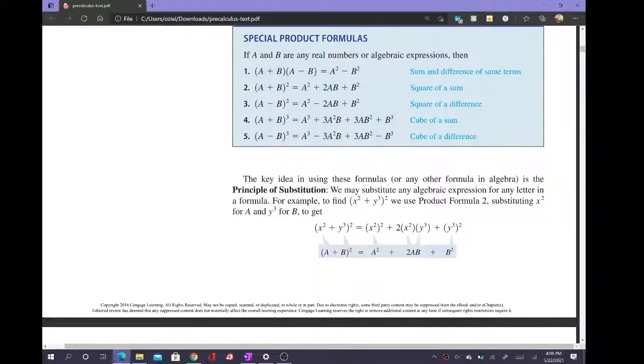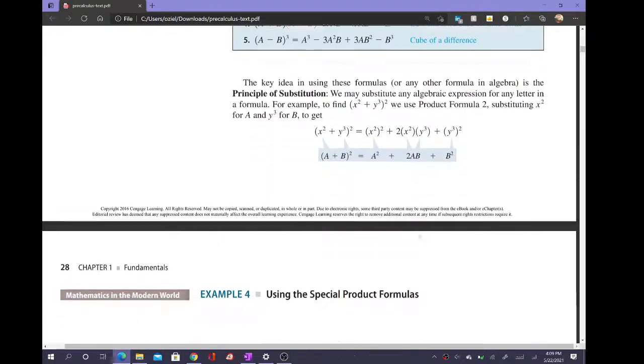Okay. Now, this is just explaining how this would tie into a product of two terms, right? So basically it's a squared plus 2 times a times b plus b squared, right? So it's x squared quantity squared plus 2 times x squared times y cubed plus y cubed quantity squared. And that's what this is saying.